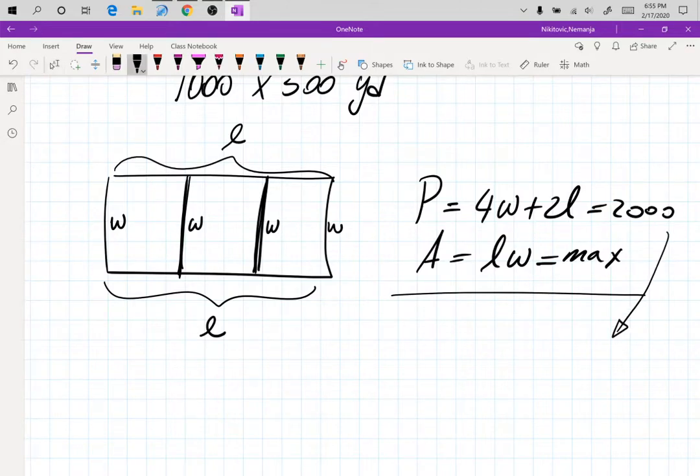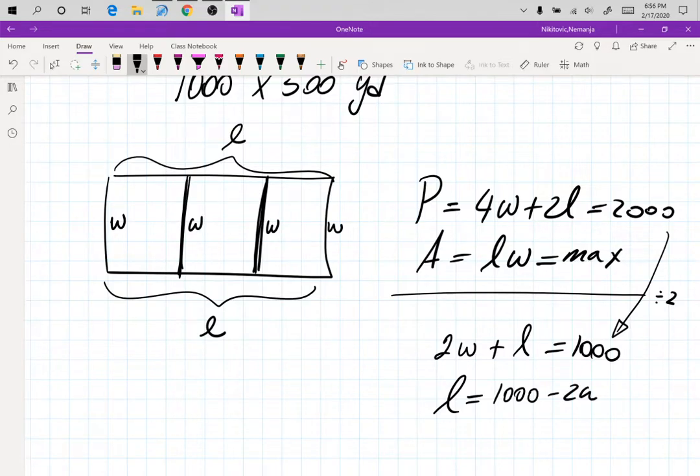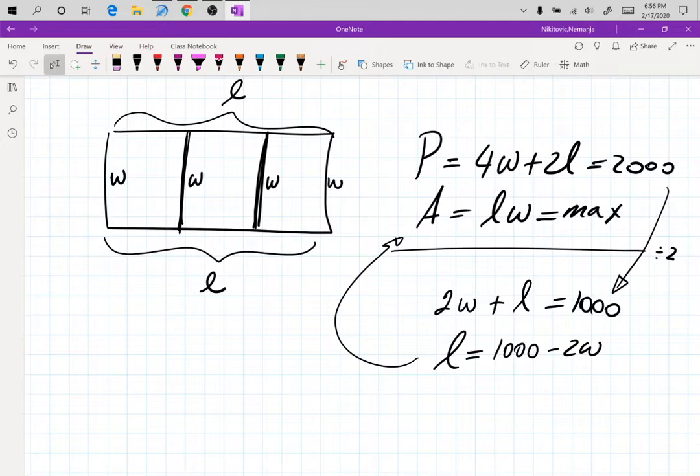So take it from here and say 4W plus 2L. That's going to be 2W plus L equals 1,000 when you divide by 2. And then L is equal to 1,000 minus 2W. And you plug that into A. We get 1,000 minus 2W, everything times W equals A max.